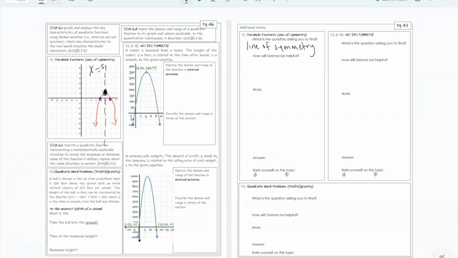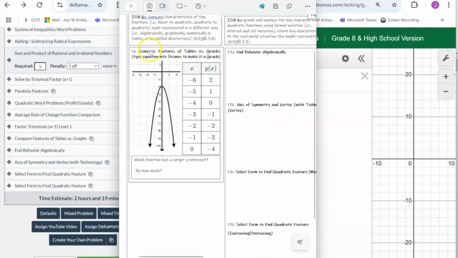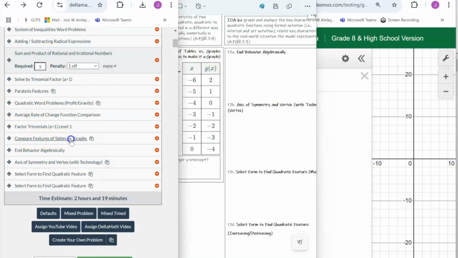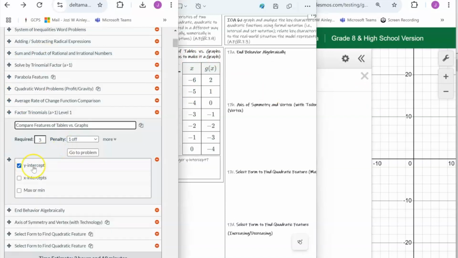Let's practice. I did forget to mention in the previous video, compare features of tables and graphs. Type the equation into Desmos to make it a graph is what I showed you. However, I didn't show you that that's in your DeltaMath practice where it says compare features of tables and graphs. So you can get y-intercepts, you can compare those, you can compare x-intercepts, you can compare maximums or minimums. It's just a matter of typing it in and comparing.